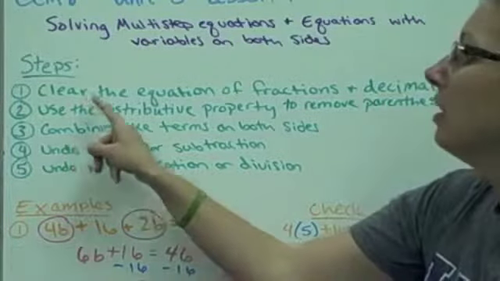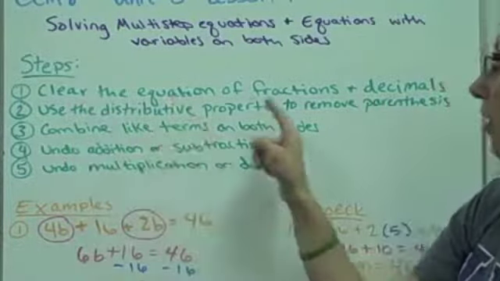Step 1, first clear the equation of fractions and decimals. Step 2, use the distributive property to remove parentheses. Step 3, combine like terms on both sides. Step 4, undo addition or subtraction. And lastly, undo multiplication or division.